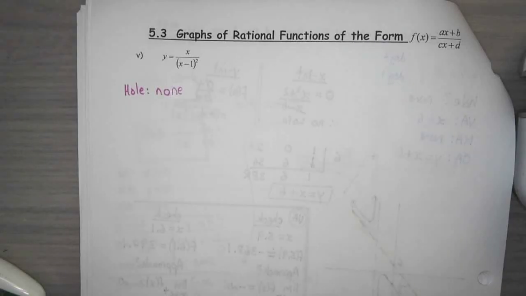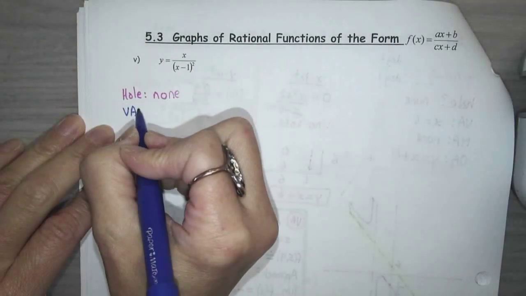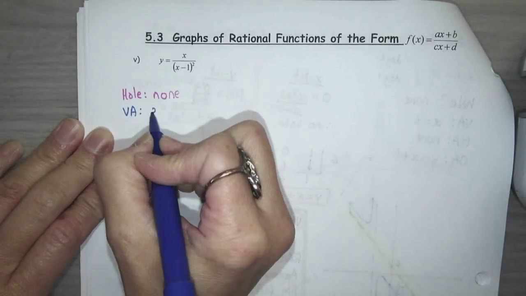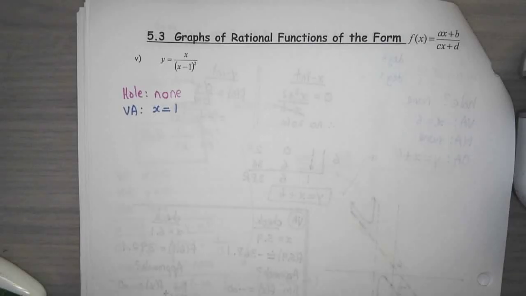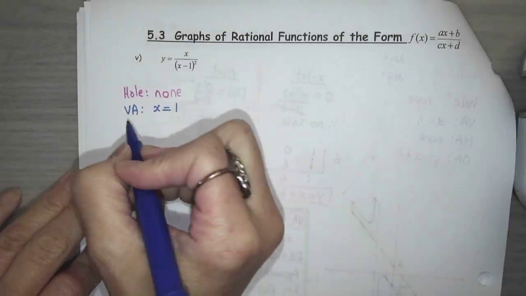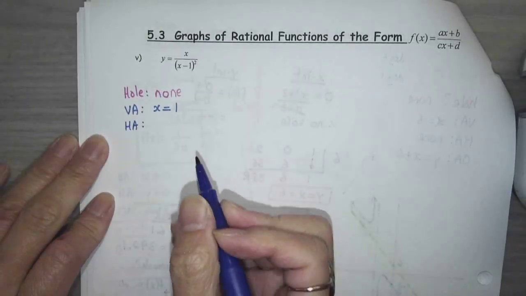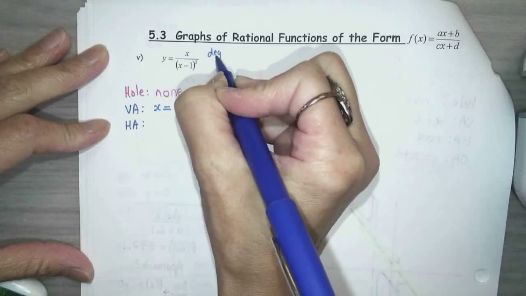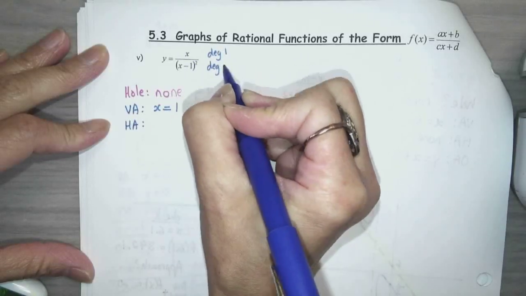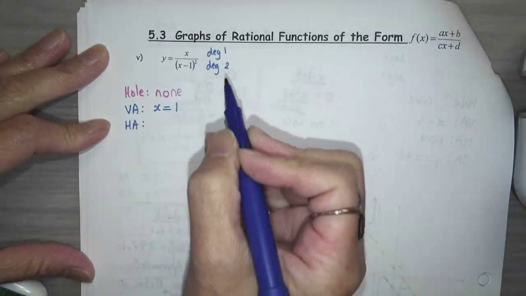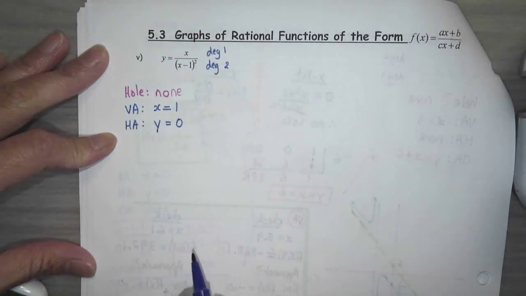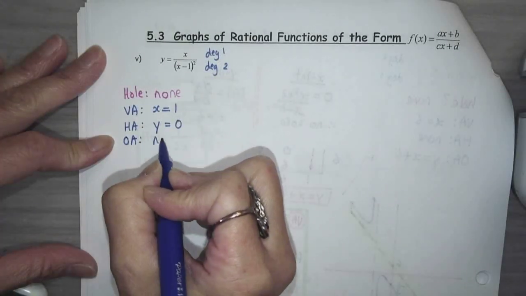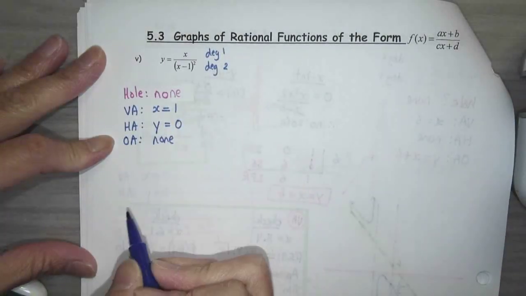And vertical asymptote. So we're going to look at the denominator. The denominator is (x minus 1) squared, and we just need to state it, so x equals 1, just one time. Then horizontal asymptote. This is a degree 1 on the top. Remember, this is a degree 2 on the bottom because it's x squared. So since the denominator is bigger, we're going to say that y equals 0.